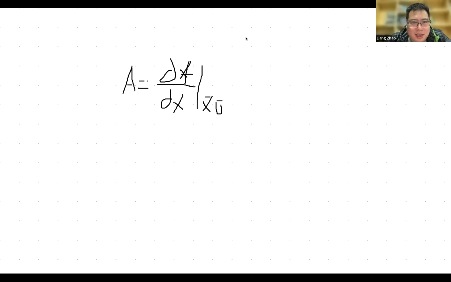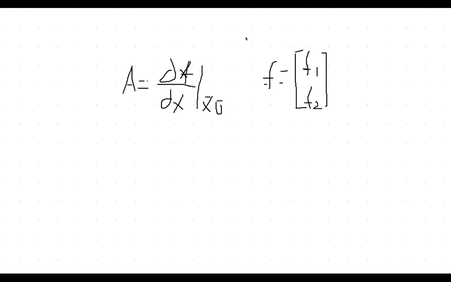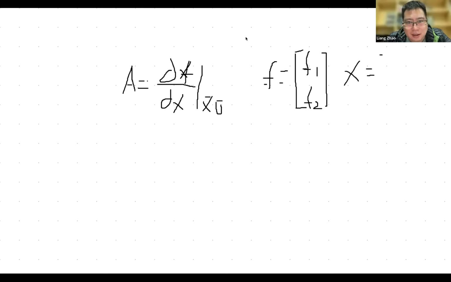Right? And let's say F has two functions, F1 and F2. So let's say we have two functions of F. So this is clear, right? And let's say we have an X, which also has two values, X1 and X2.